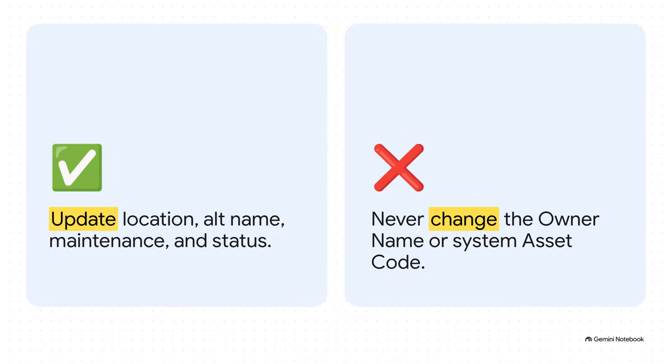You can also log maintenance history and change the status from working to repair. But, and this is a big but, you must never ever change the owner name or the system-generated asset code. The asset code is immutable, and that owner name is the sole critical marker telling everyone that this specific item belongs to a third party.